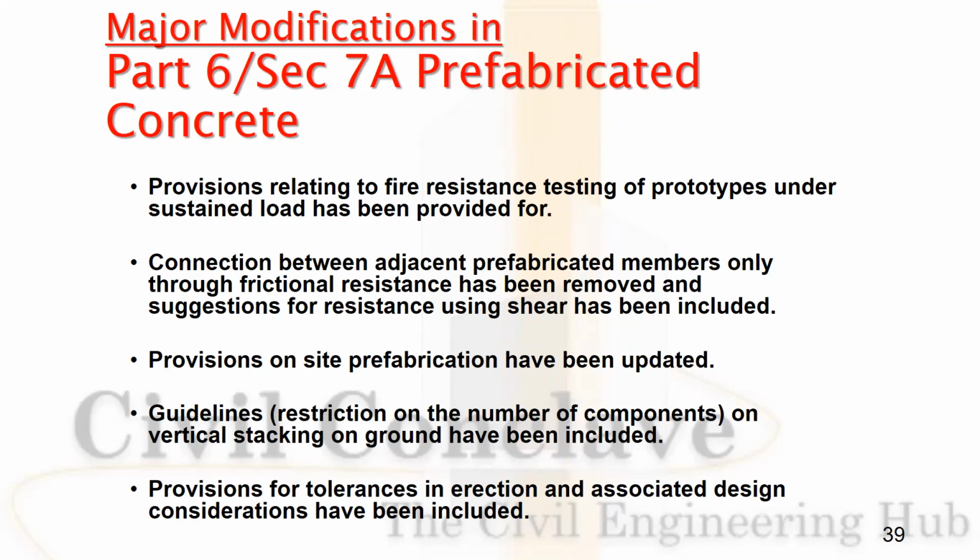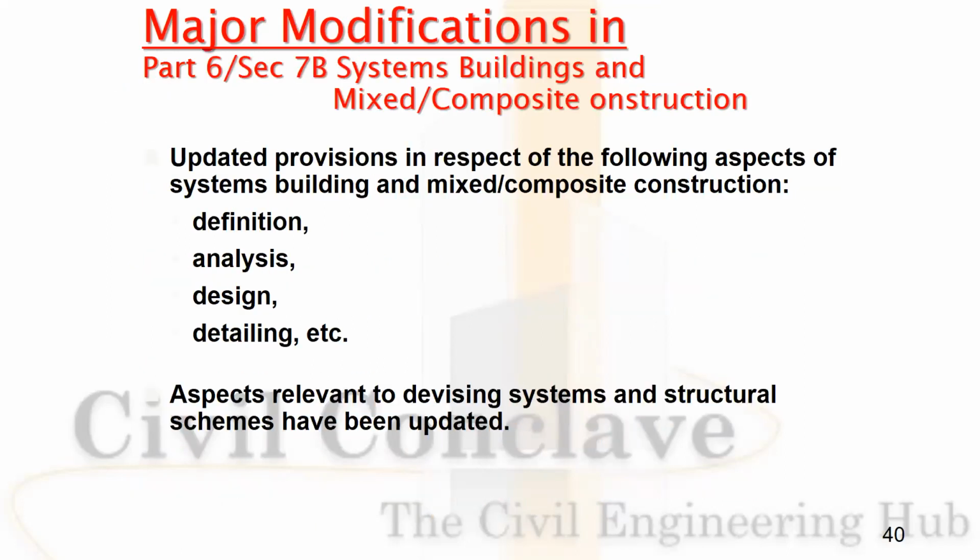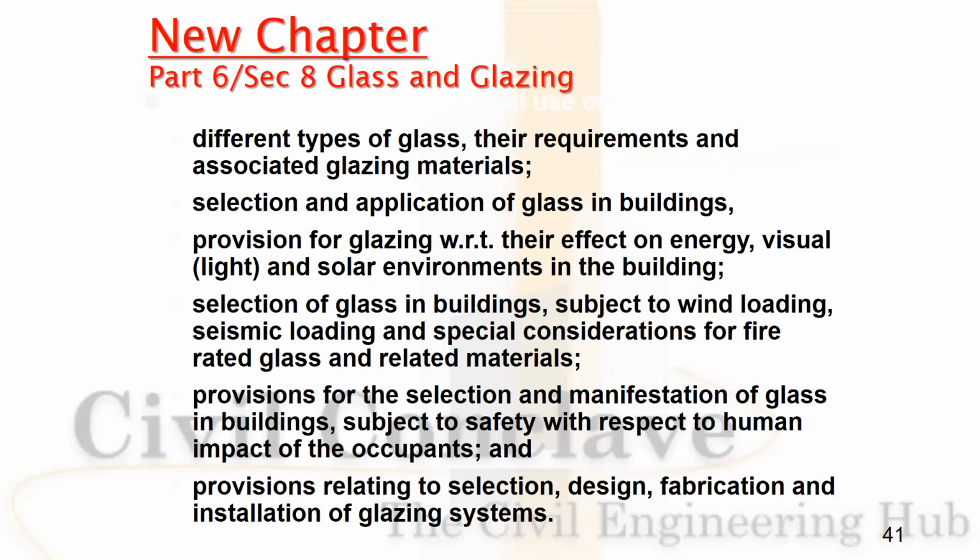Connection between adjacent prefabricated members only through frictional resistance has been removed, and suggestion for resistance using shear has been included. Provision on site prefabrication has been updated. Guidelines on vertical stacking on ground have been included. Provision for tolerance in the erection and associated design consideration has been included. Mixed construction. Updated provision has been provided on the definition, analysis, design, details, etc. Aspect relating to the flooring system and structural system has been updated.